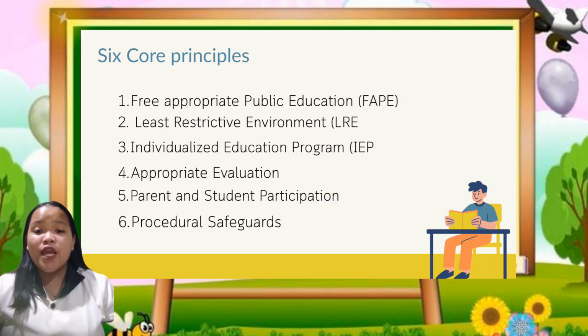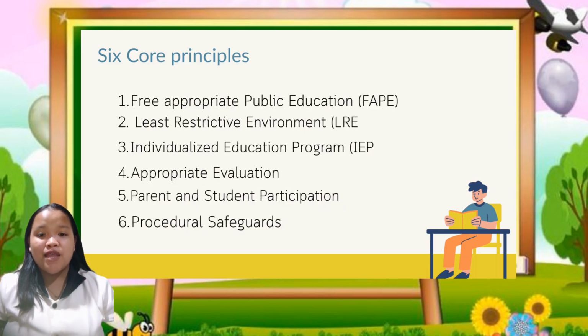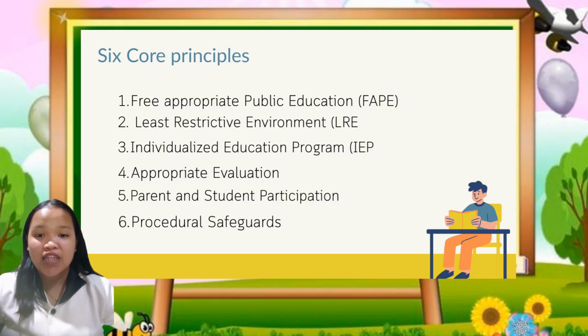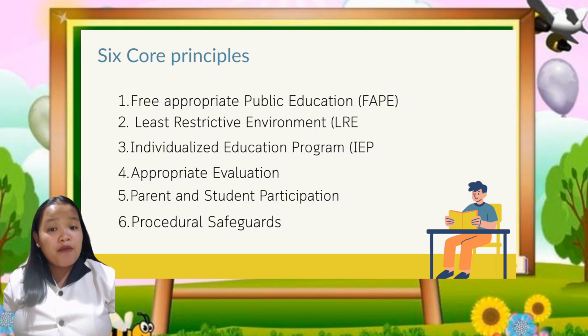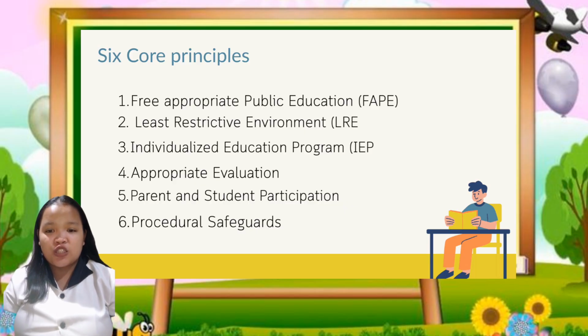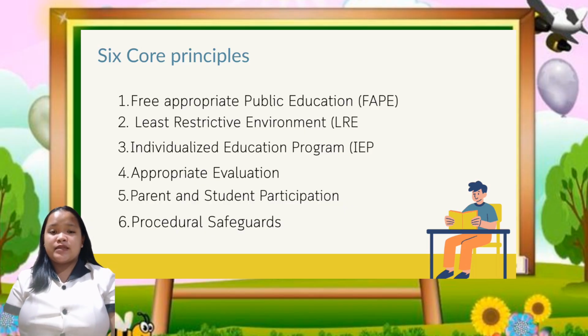Appropriate evaluation is the individualized assessment process to determine whether the child qualifies for special education and to identify their unique educational needs. Parent and student participation refers to their legal rights to actively engage in decisions about special education services for their children with disabilities.